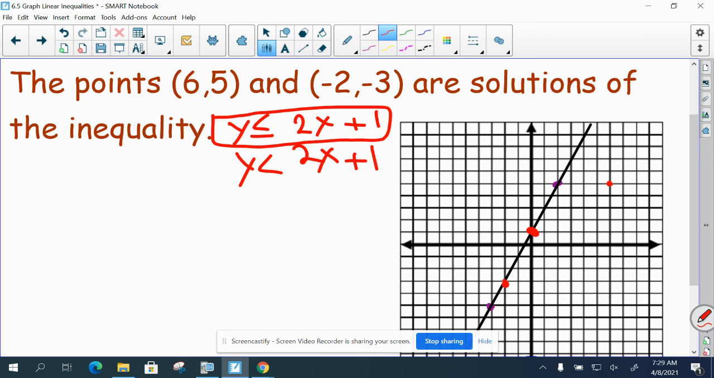It takes a little bit of reverse thinking to figure out what the equation of the line would be. All right, so I'm going to leave it at that. That is the end of this lesson.